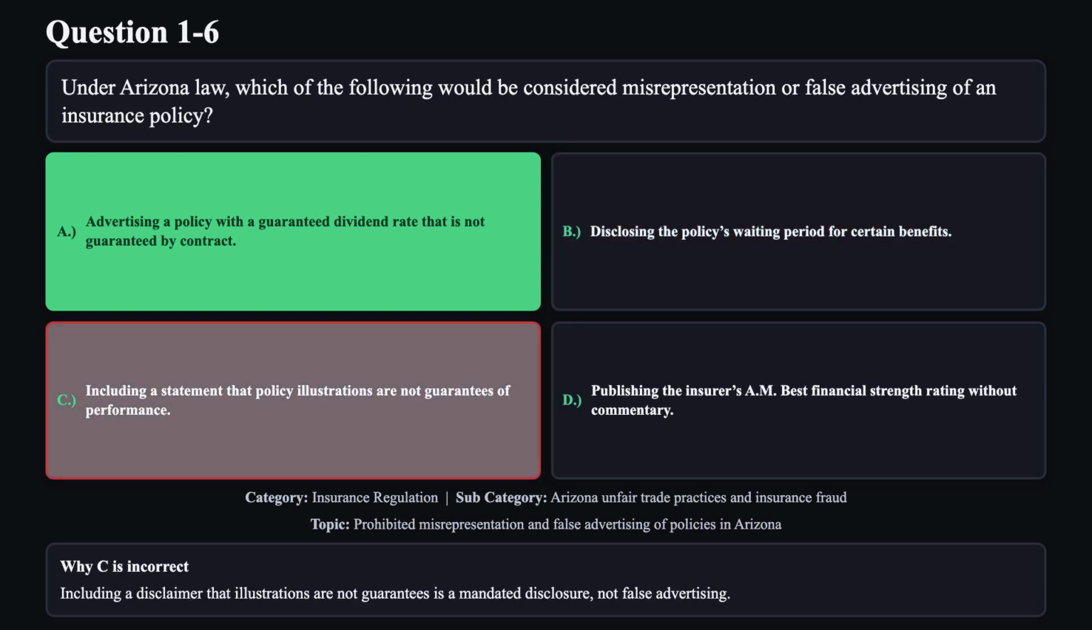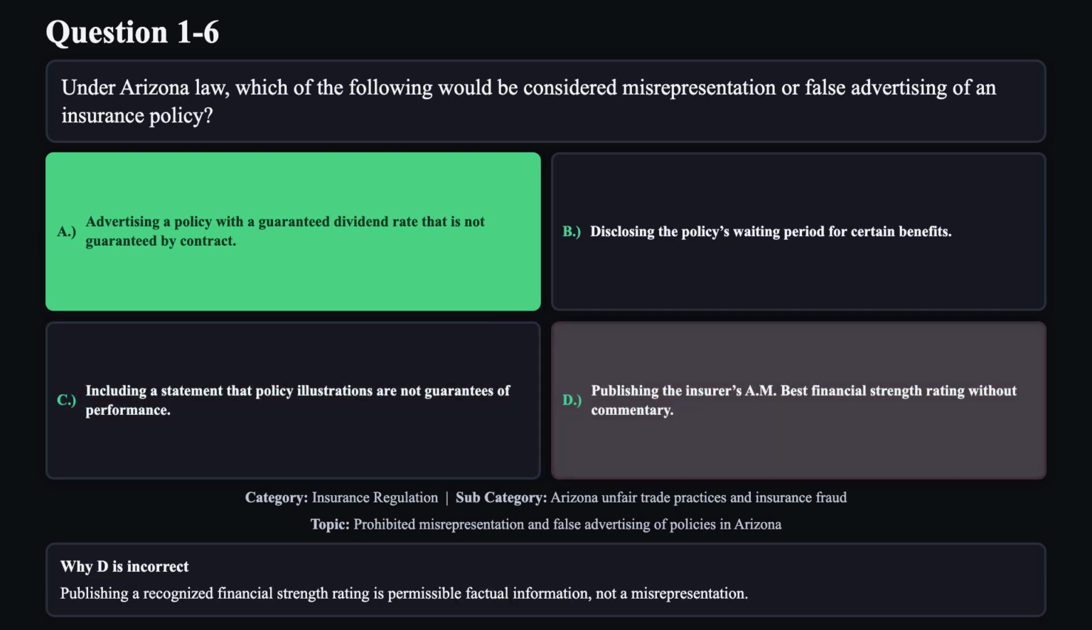Reason C is not correct. Including a disclaimer that illustrations are not guarantees is a mandated disclosure, not false advertising. Reason D is not correct. Publishing a recognized financial strength rating is permissible factual information, not a misrepresentation.